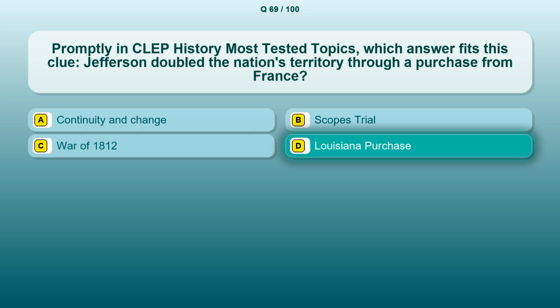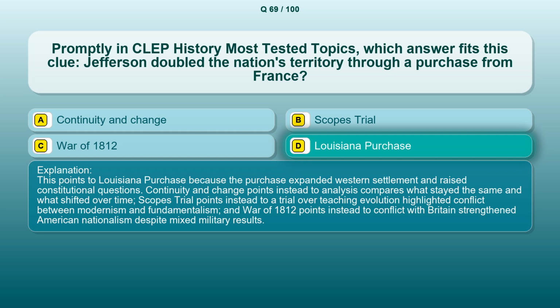The correct answer is option D, Louisiana Purchase. This points to Louisiana Purchase because the purchase expanded Western settlement and raised constitutional questions. Continuity and change points instead to analysis that compares what stayed the same and what shifted over time. Scopes Trial points instead to a trial over teaching evolution that highlighted conflict between modernism and fundamentalism, and War of 1812 points instead to conflict with Britain that strengthened American nationalism despite mixed military results.